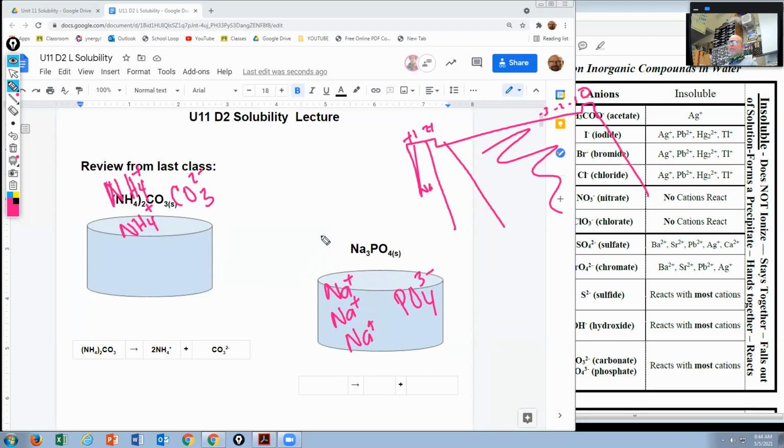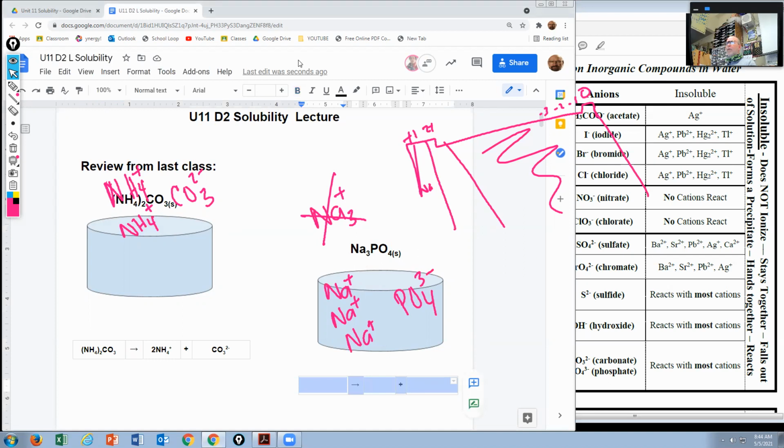Now, something that some people do, and it's incorrect, is they'll write Na3 plus. That's wrong. Each sodium is an individual piece, an individual ion. So this is how we'd write that out. You'd end up with sodium phosphate will break up into 3 sodium ions and 1 phosphate ion. So this is how we did our homework last time. Hopefully everybody has that. The homework that we did complete looked very good for the people that turned it in.